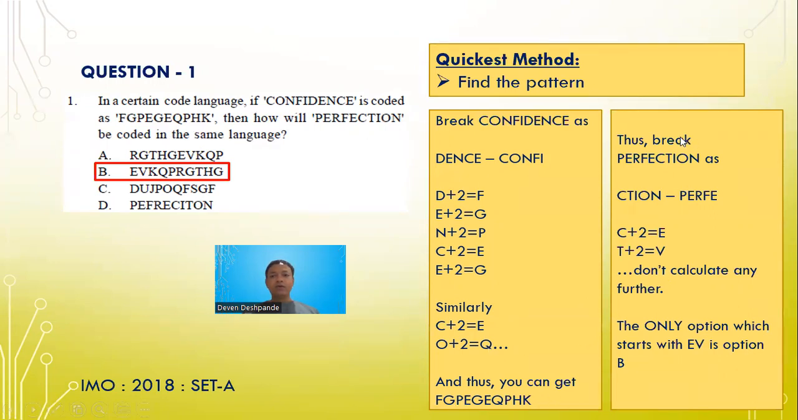So then you have to break perfection as the last five letters first, CTION, which come first, PERFE, they come next, and then you have to add 2 to each of these letters. So when you add 2 to C, you get E. When you add 2 to T, you get V. That's it. Don't need to solve anything more, because even if you solve E, you got E as the first letter. So option B is the correct option.